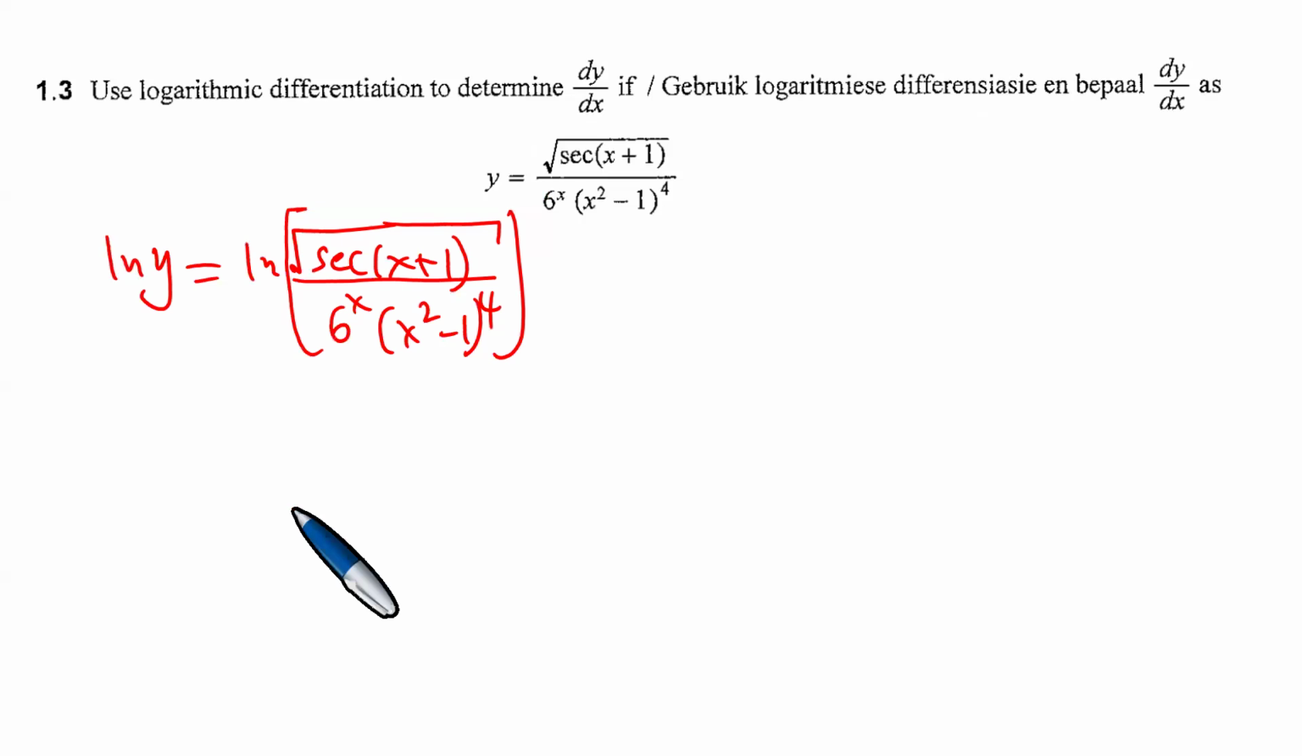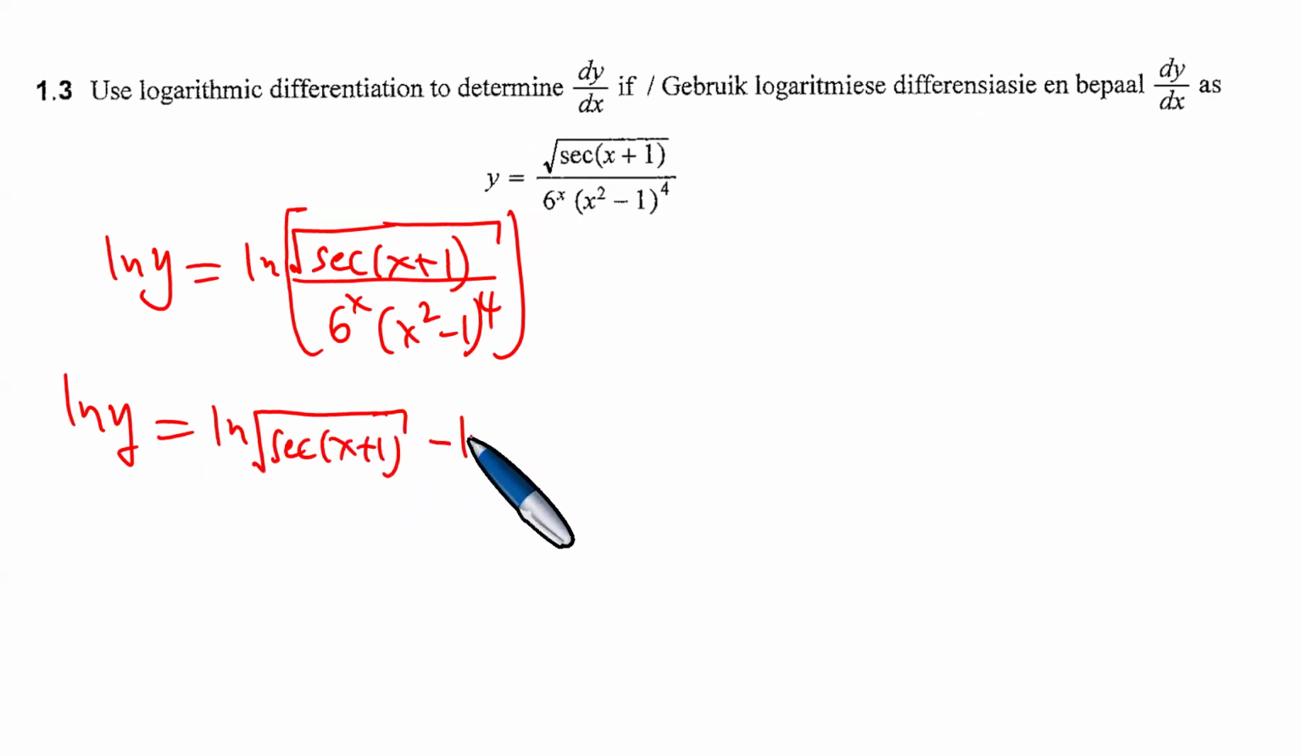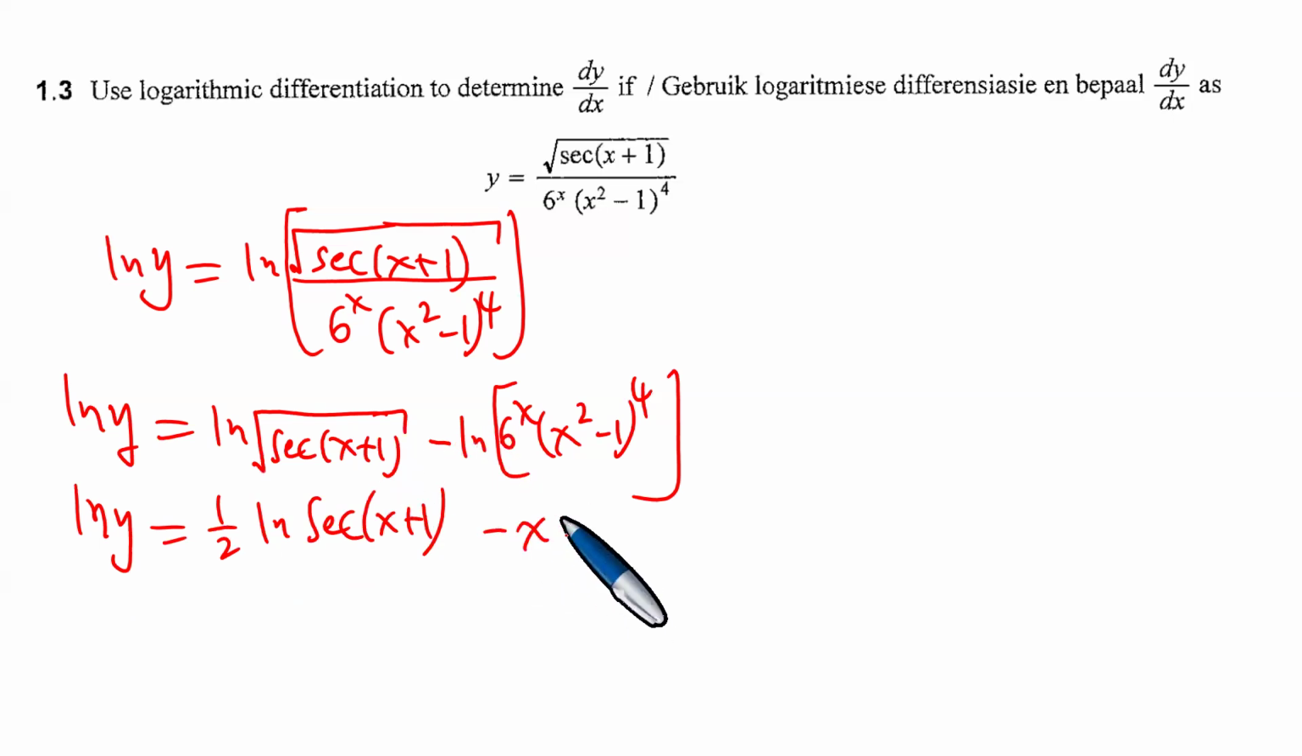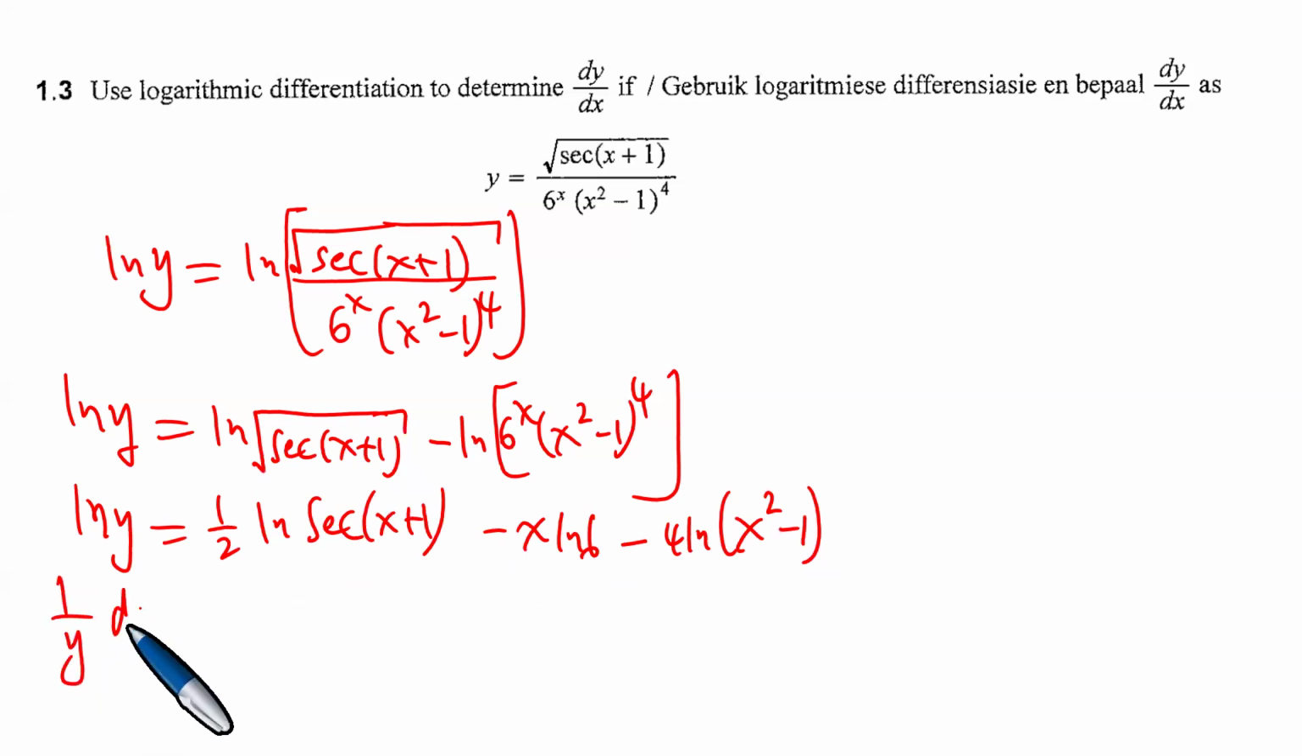So we have the following. If you use the ln, which is the log, you have the ln of the top, minus the ln of 6. So now you have the ln of y, 1/2 the ln of the sec, x plus 1. Now you spread this one, minus 4, the ln of x squared minus 1. dy dx. So it's 1/2.